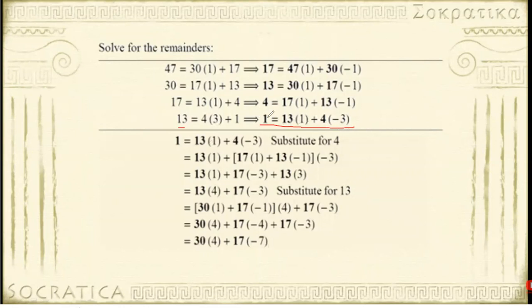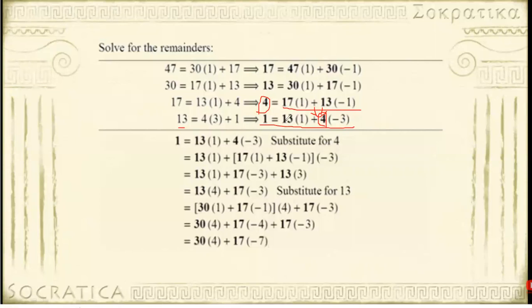Now 1 is equal to 13 into 1 plus 4 into minus 3. So what actually we are doing here, we are substituting the value of 4. Now what is the value of 4 here? The value of 4 is this: 4 is equal to 17 into 1 plus 13 into minus 1. So we will put this value here, into minus 3, the whole term into minus 3.